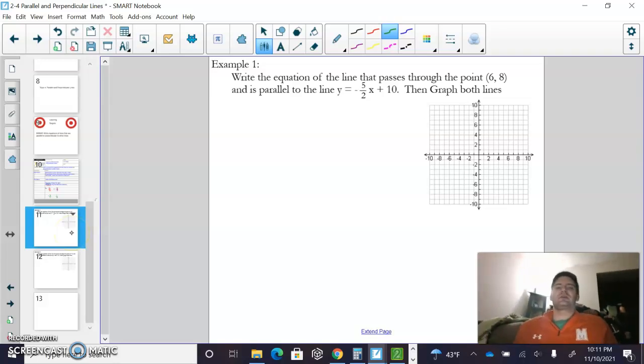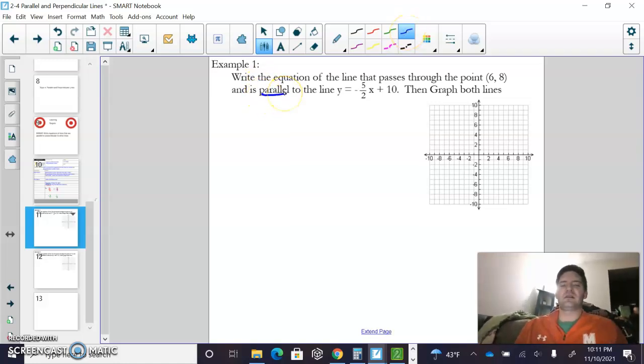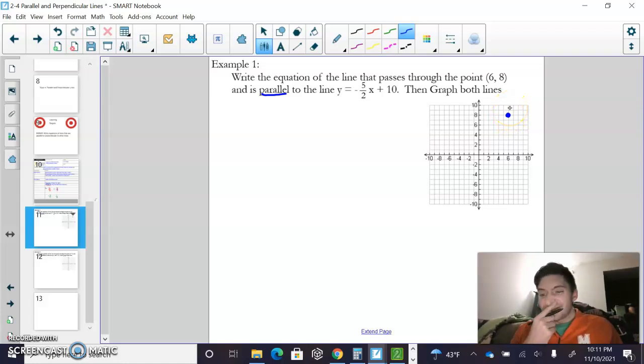Our goal here is to write the equation of a line that passes through the point (6, 8) and is parallel, the key word there being parallel, to the line y equals negative 5 over 2x plus 10. Then we're graphing both lines. So in our 10 by 10 grid, we're going to find the point (6, 8) and make a point there.